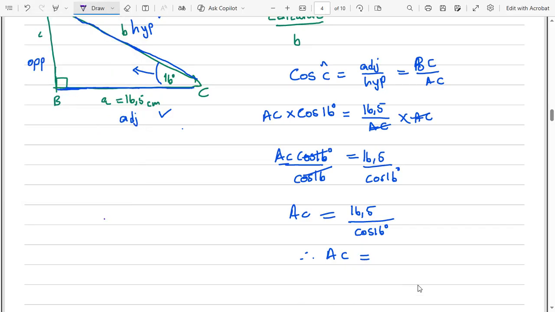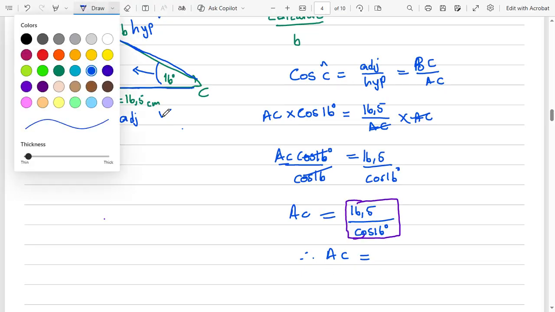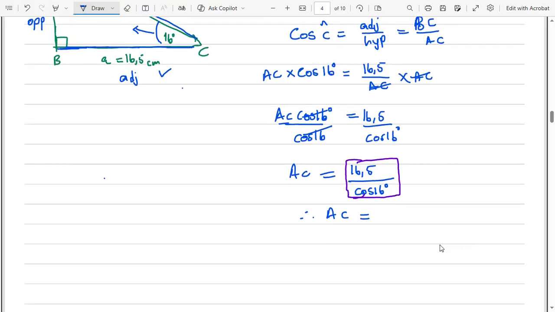We're going to take this and put it inside the calculator. What's your answer? I got 17.1. When we round it off, it's 17.2 to one decimal place.